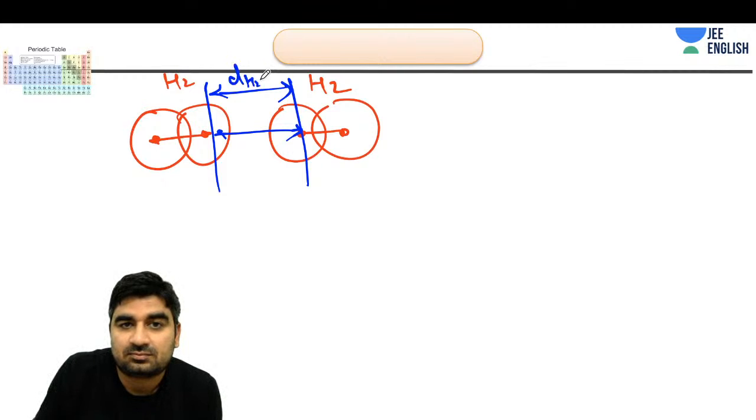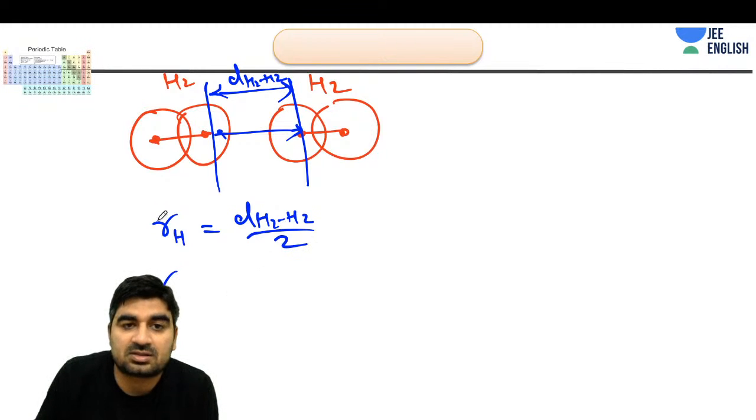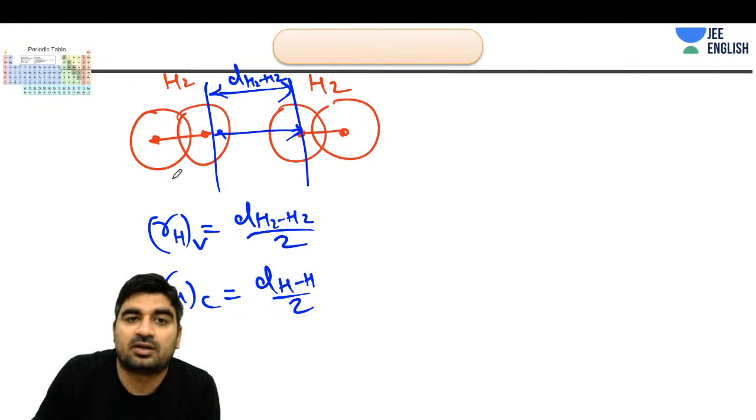So, this will be the van der Waals radius. The van der Waals radius of hydrogen will be d(H2-H2) by 2. And this is the van der Waals radius, and this is the covalent radius. So what will be the covalent radius? And what is the d(H-H)? This is d(H-H).